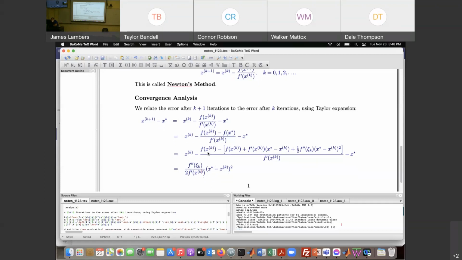Actually, I just realized I got ahead of myself because I think I actually showed this later in the notes. But, okay. Well, first, any questions about this convergence analysis and how we get quadratic convergence?